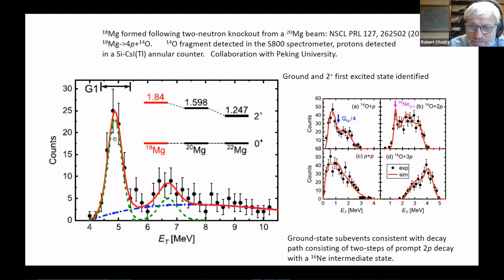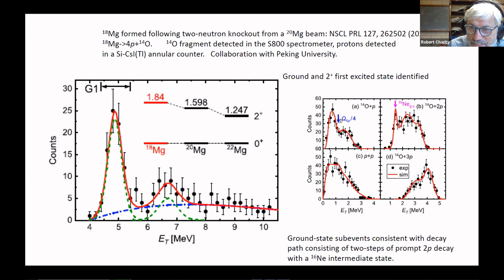So again, you can consider some sort of prompt or sequential process. And you again look at the sub-events. So here I've looked at actually a number of different sub-events: proton plus oxygen 14, 2 proton plus oxygen 14, and 3 proton. You notice if it was a 4 proton decay, then remember in 2 proton decay, the 2 protons come out in equal energy approximately, as that maximizes the product of the barrier penetration factors.